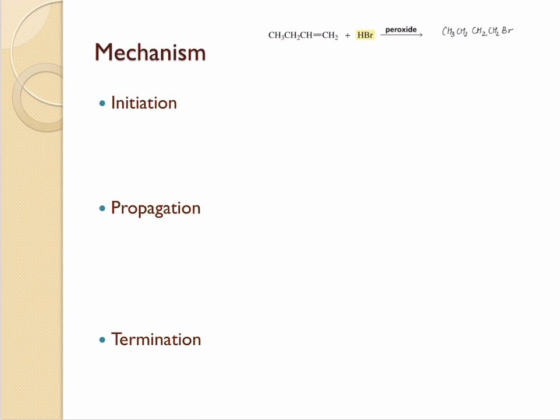Here is a mechanism for the radical addition of HBr to an alkene molecule. And remember, for this reaction to happen, you need to have peroxide because that's going to be a radical chain initiator. And we also need to have light or heat for the reaction to happen. Okay. In the first step, the peroxide is going to undergo homolytic cleavage to give two alkoxy radicals, where this bond right here is going to break homolytically and it's going to result in two alkoxy radicals.